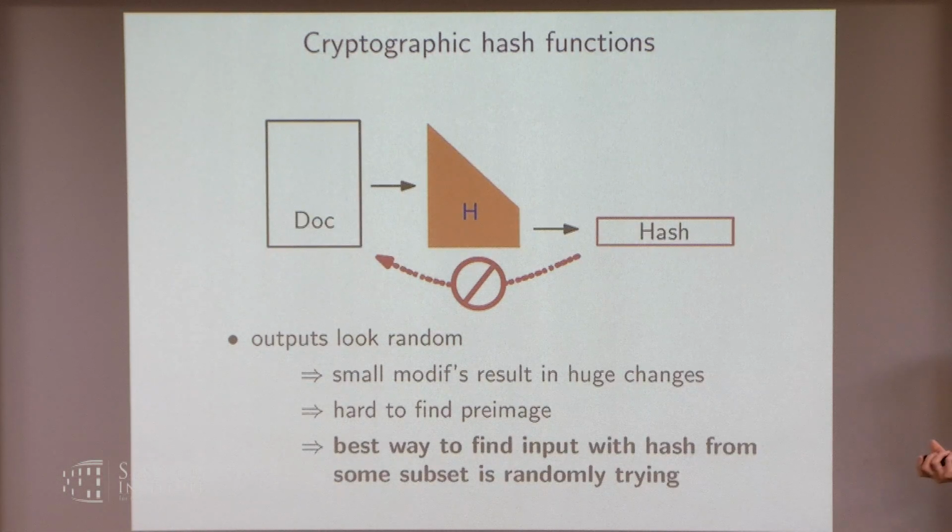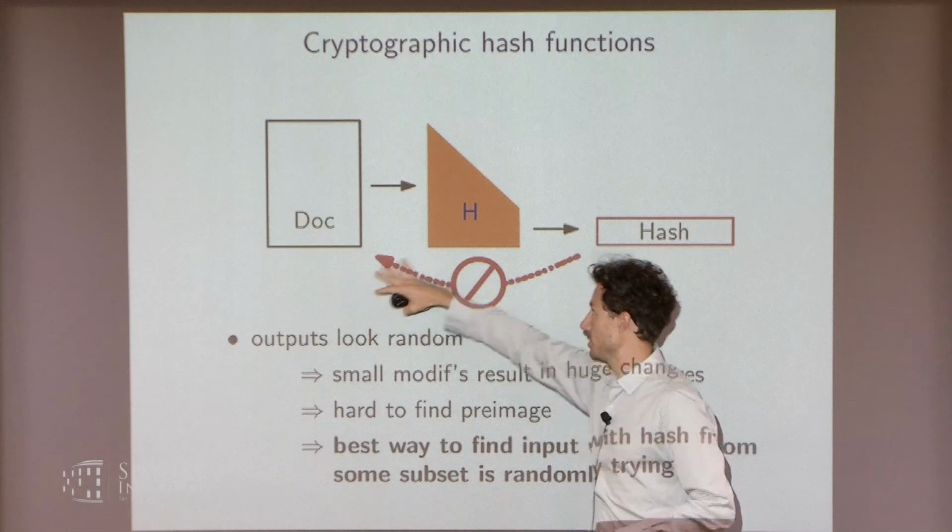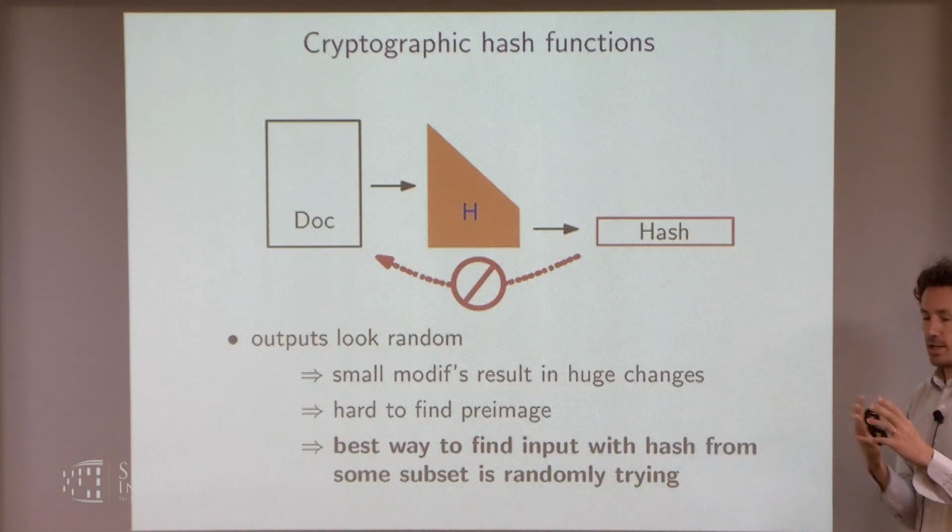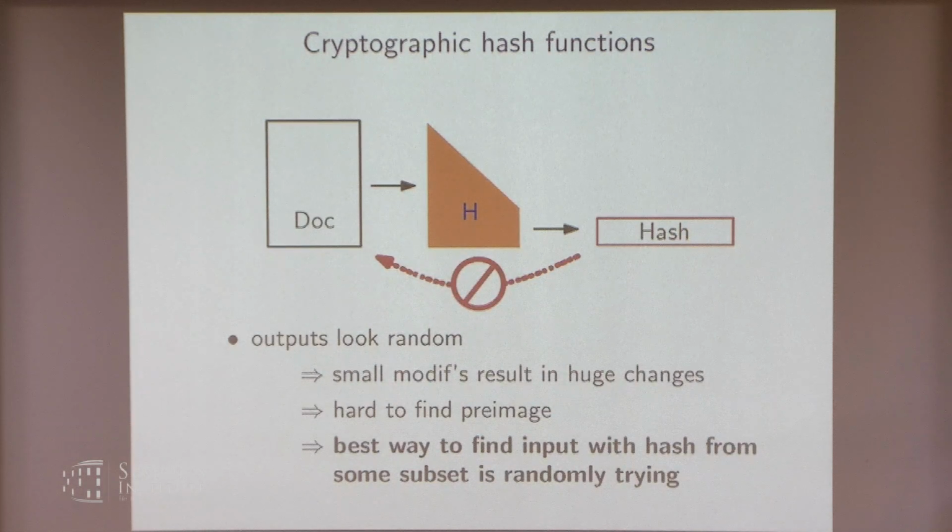The property that Bitcoin needs from a hash function is this: if I want to find an input to the hash function so that the output lies in a certain subset of all possible hash values, then the best way to find such a document is to basically keep trying. There's no shortcut to finding such an input.